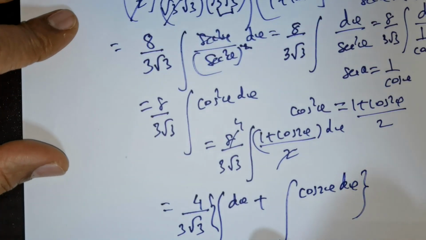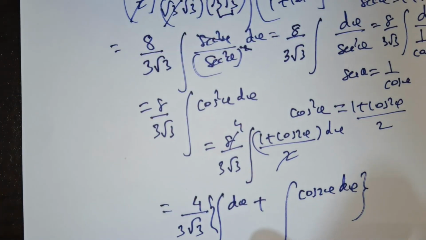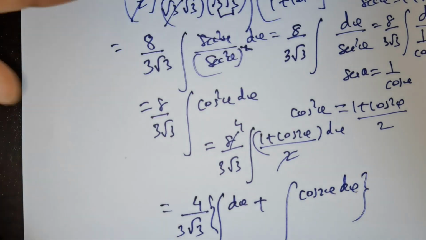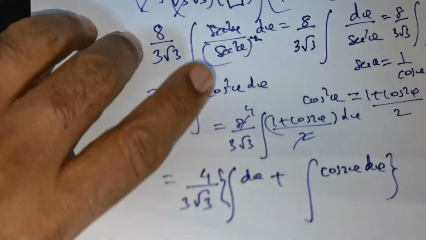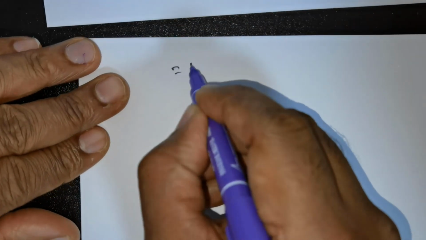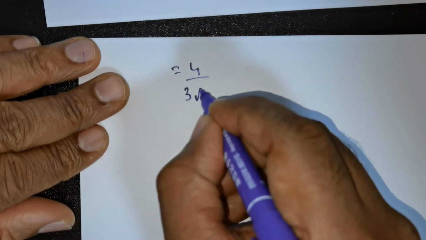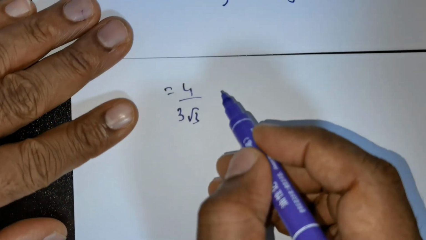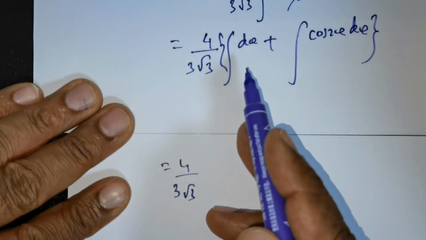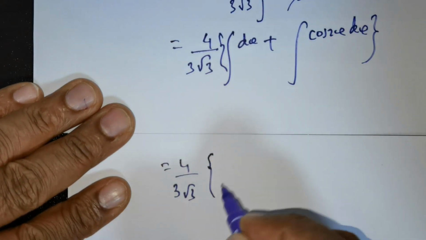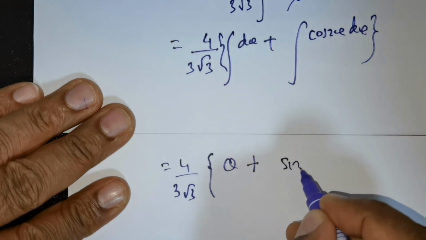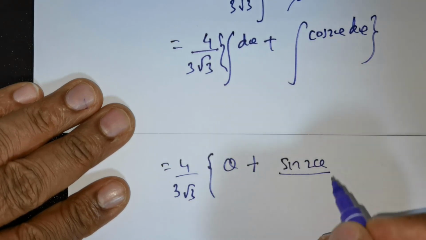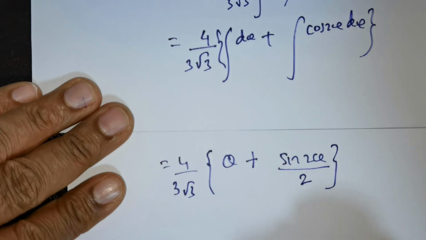I hope you got the glimpse of it. So now let me move on to the next page, and so this is equal to 4 over 3 times root of 3 integral of d theta. Integral of d theta will give you theta, plus integral of cos 2 theta will give you sin 2 theta divided by the coefficient of theta, which is 2. So this is what we got.